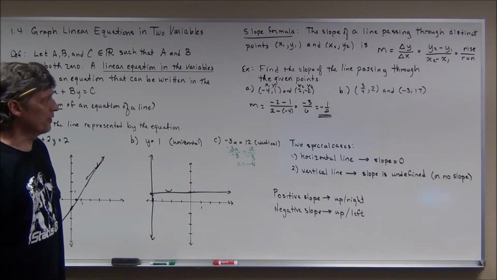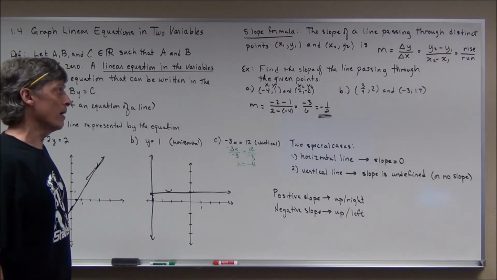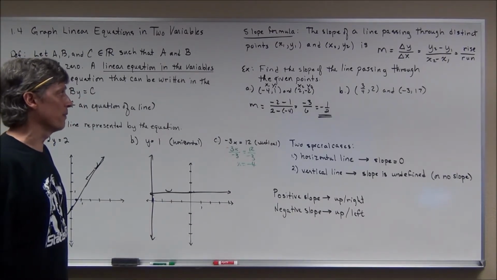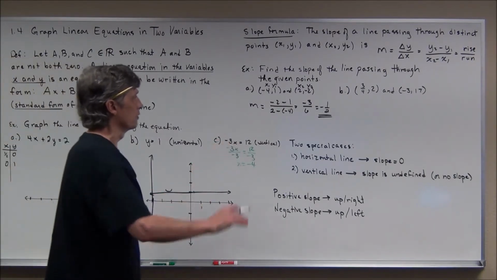Usually we like to keep our slope written as a fraction. If you get an integer, that's okay. You can write it as an integer. Just think of it as over 1. But if you get an improper fraction, leave it as an improper fraction. You can reduce it, but don't change it to a mixed number. We like the rise over run effect.